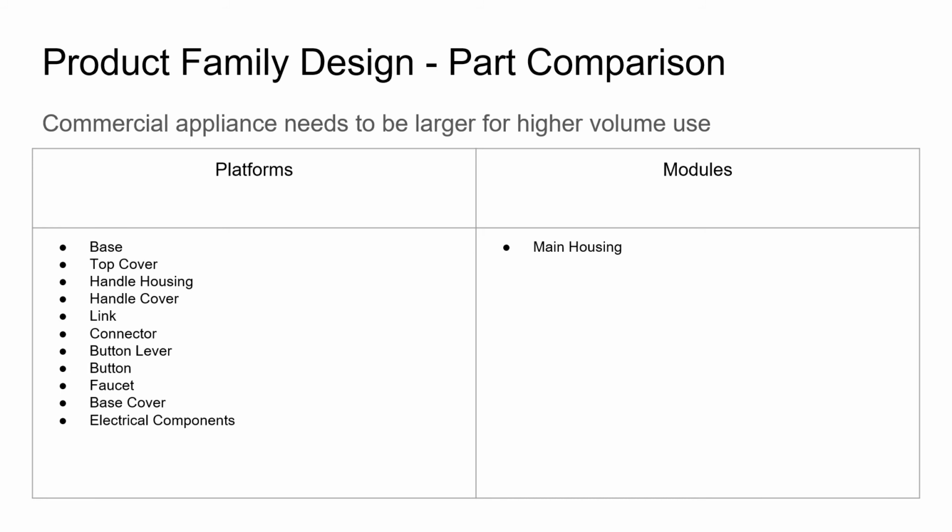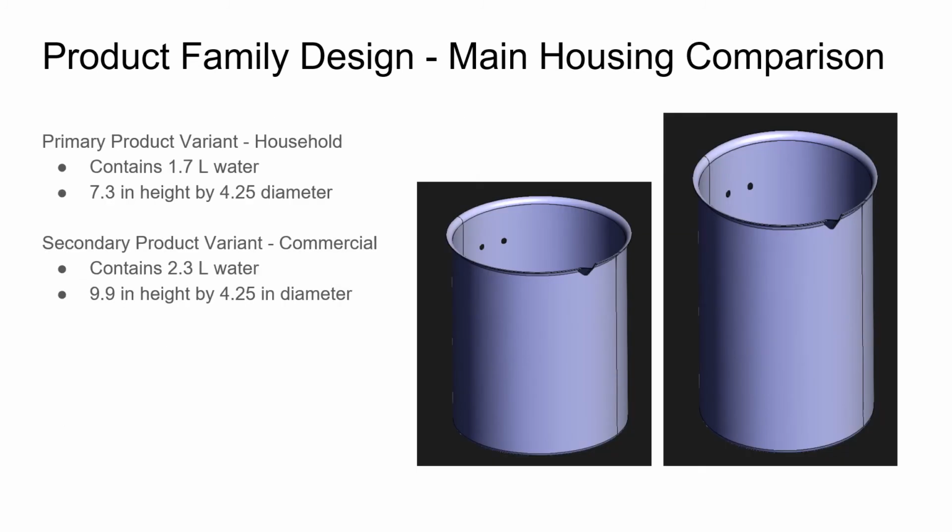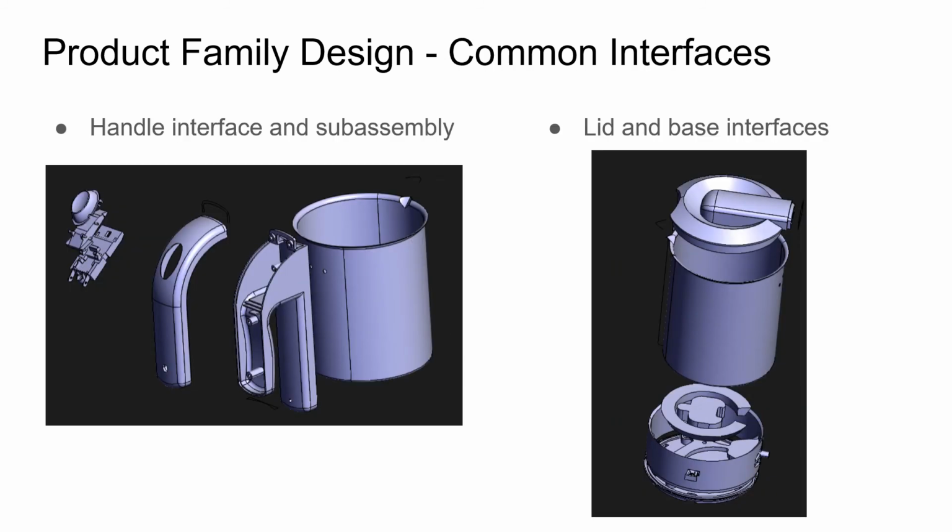The main housing is only different because it needs to be able to hold more liquid for the office appliance. Looking at the part itself, we made these changes by only having the secondary product variant have a larger height than the primary, thus allowing it to contain more water. Looking at the common interfaces between the main housing and the other parts, we have the handle interface and then the lid and base interfaces, and these do not change at all between them.